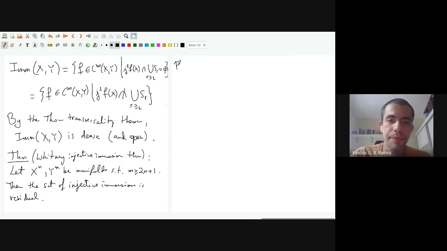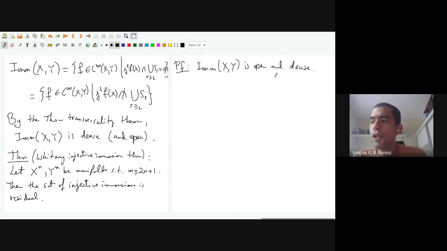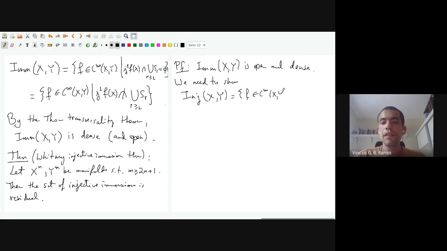So let's do the proof. First of all, the set of immersions is open and dense. So now we need to show that the set of injections, so this is the set of smooth functions that are injective, is residual.